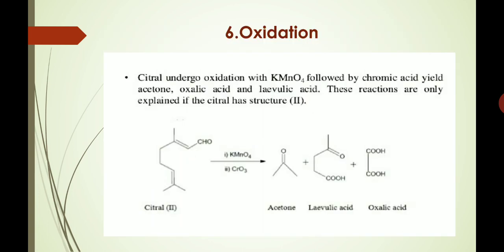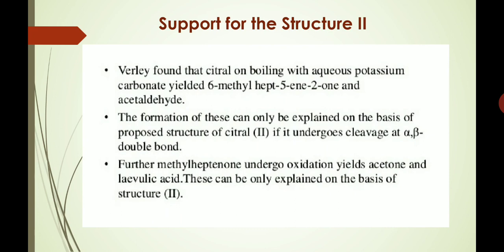Now we will see the oxidative degradation of citral. Citral undergoes oxidation with KMnO4 followed by chromic acid, and it yields acetone, oxalic acid and levulinic acid. These reactions are only possible if we assume the structure second for citral. If we assume this structure for citral, the formation of these products on oxidative degradation can be explained. Now we will see further evidence in favor of the structure second for citral.